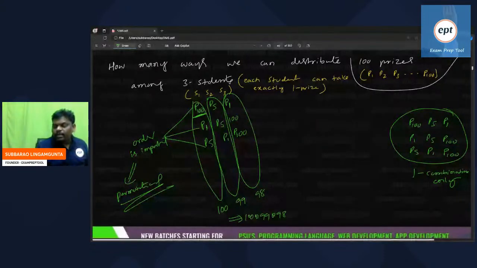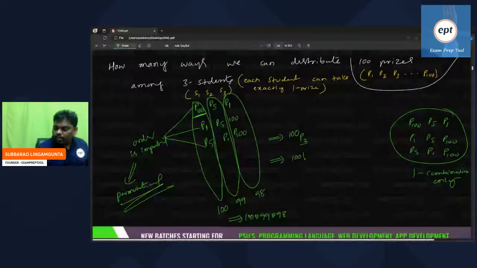And remember everyone, for the first student, out of 100 prizes, one of the prizes you can select in 100 ways. For the second student, out of 99 prizes, you can select one in 99 ways. For the third student, out of 98, you can select one of the prizes. This can also be written as out of 100 people, selecting three people, where order is also important. This is also called 100P3.